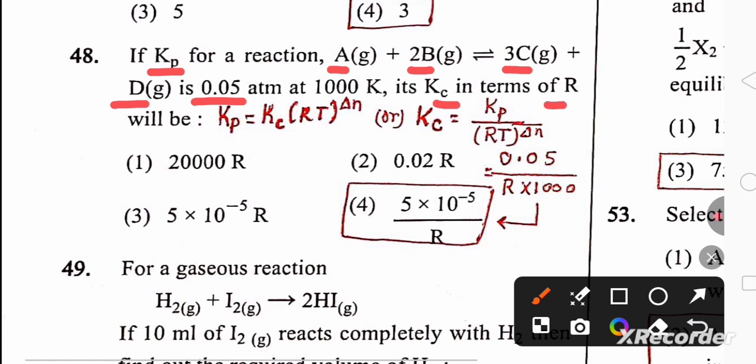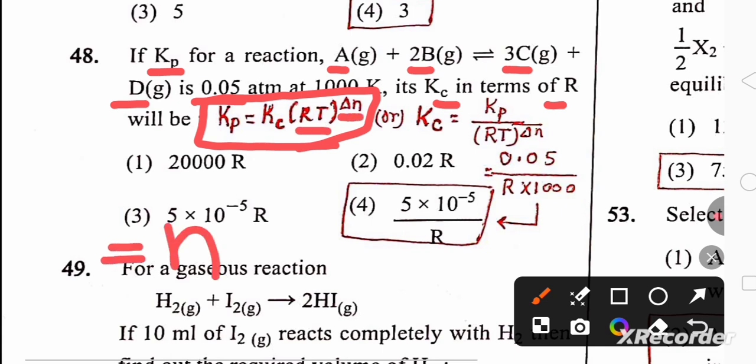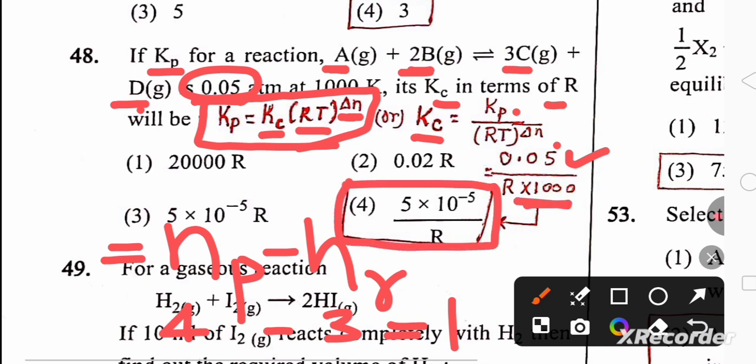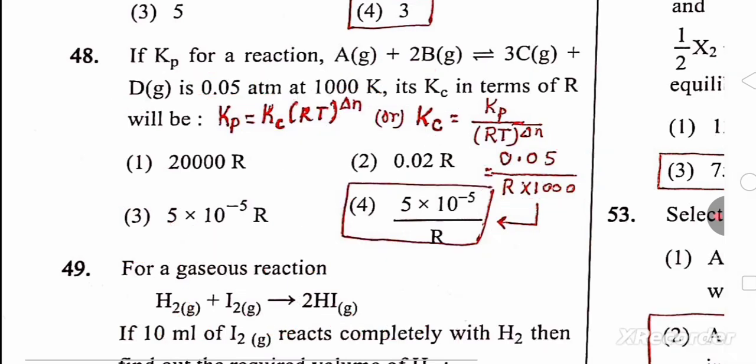So we know the relationship between Kp and Kc. Kp is equal to Kc into (RT) raised to power delta n. For this particular reaction, delta n is calculated by using np minus nr. Number of moles of products are 3C and 1D, that is 4, and number of moles of reactants 1A and 2B, that is 3. So 4 minus 3 is equal to 1, so delta n value will be 1. So Kc is equal to Kp divided by (RT) to the power of delta n. Kp is given 0.05, and temperature is given, that is 1000. When you substitute, you will get the answer 5 into 10 raised to power minus 5 divided by R. So option 4 is the right answer for this question.